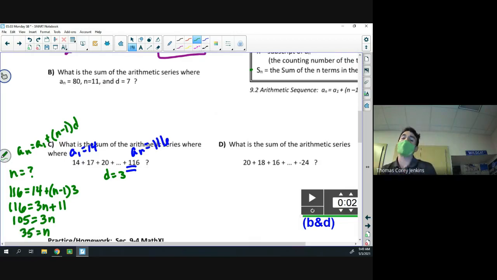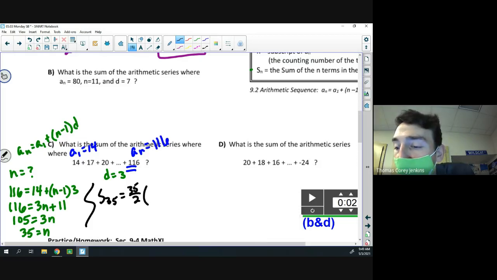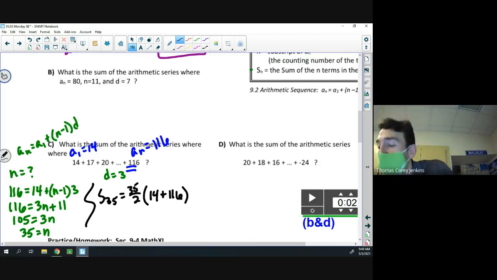So that's a shortcut to figuring out that we have 35 terms in that series. That's what we had to figure out. That was our missing piece. Now that we have that, now we just plug in, okay? So now we know we're finding S sub 35. So 35 over 2 times the quantity a sub 1 plus a sub n, so 14 plus 116. Let your calculator do the work for you. That's going to give you 2,275.